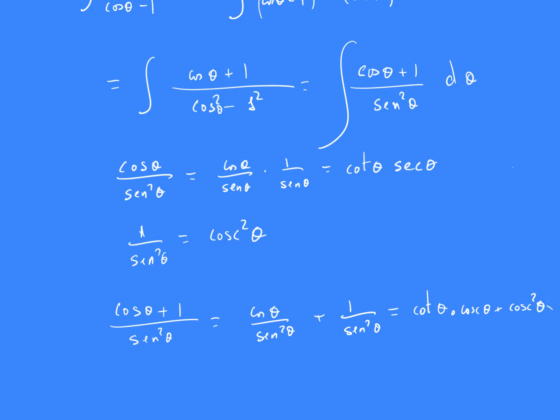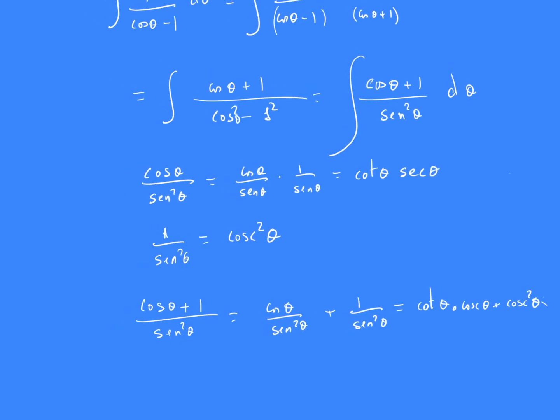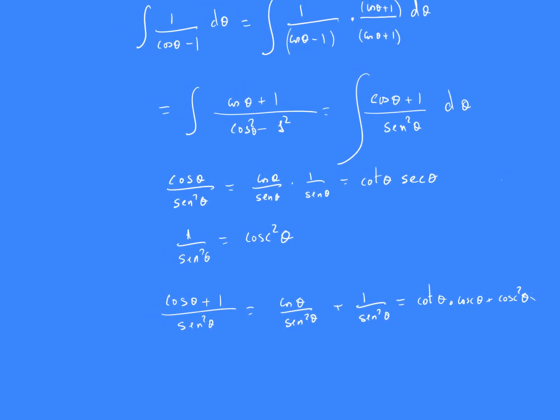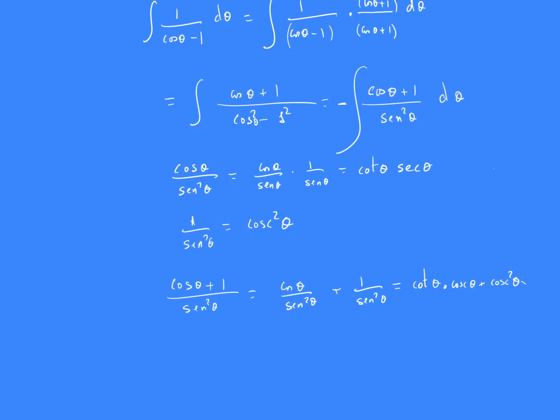So now we have to do this integral, right? Sorry, there is a mistake here. Cosine squared minus 1 minus cosine squared is sine squared. But cosine squared minus 1 is minus sine squared, so a minus sign will appear here. So let's do the integral.